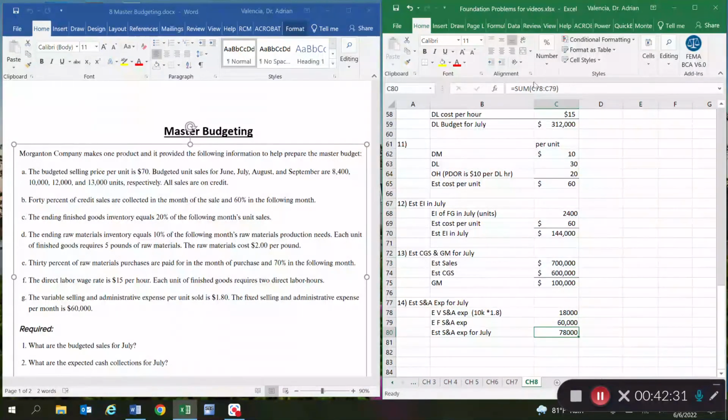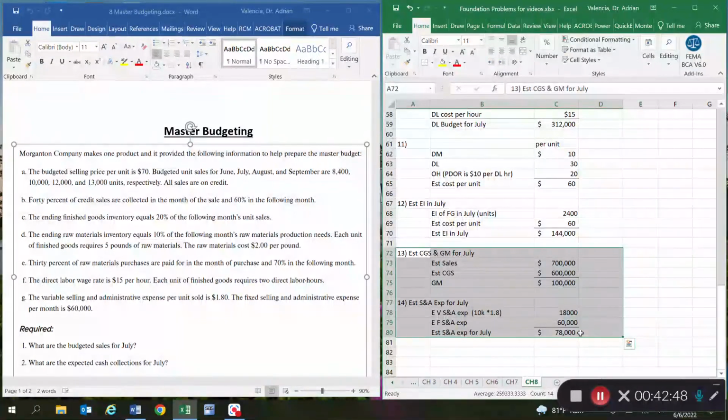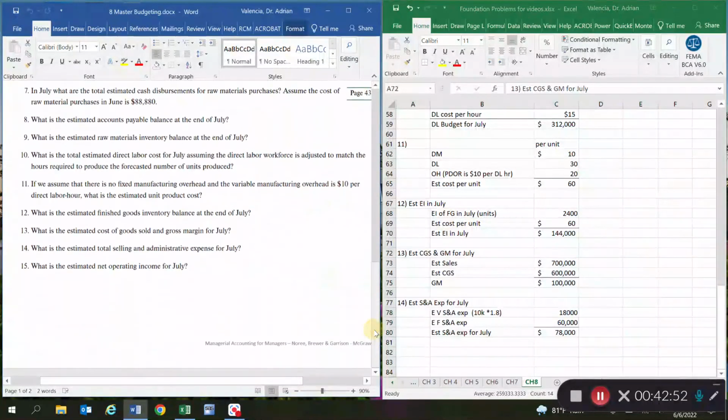So we're slowly creating all the inputs that we need for our income statement, if you notice that. Because we have the amount of sales that we think, the amount of cost of goods sold, and now we have the expected selling and administrative expenses. All right, so now 15 is our last one here. What is the estimated net operating income for the month of July?